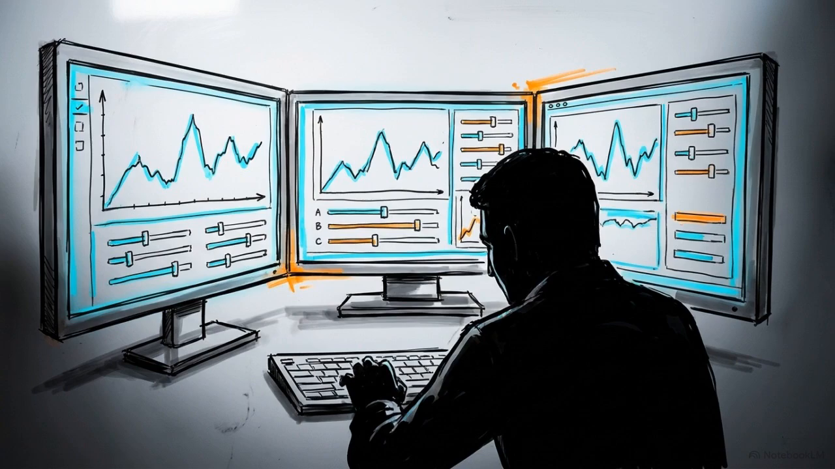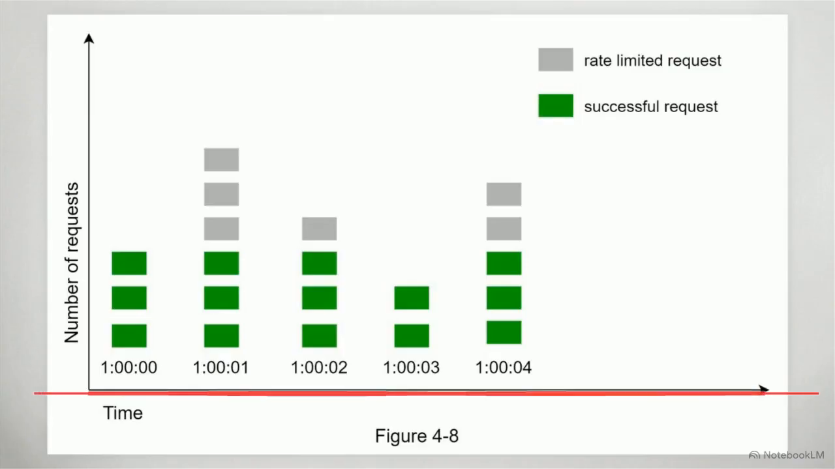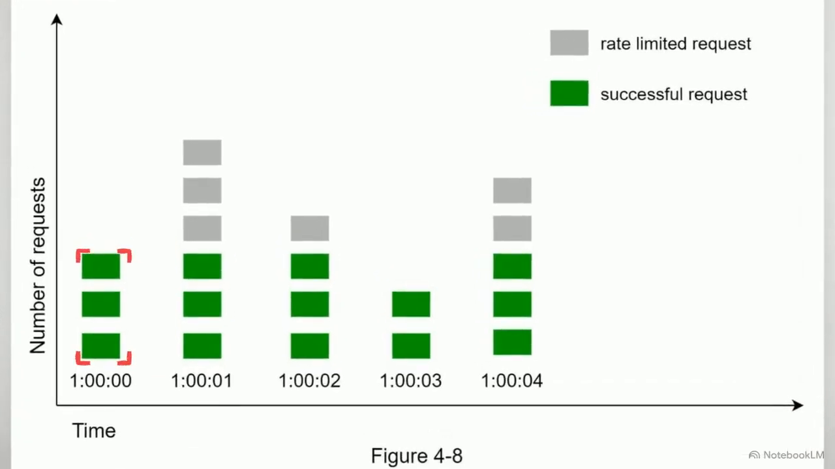The fixed window counter maps a timeline into rigid blocks of 1 second. Incoming requests increment a counter. Once the limit is reached, the system locks. Look at the gray blocks. Subsequent requests are dropped entirely until a new time block begins.